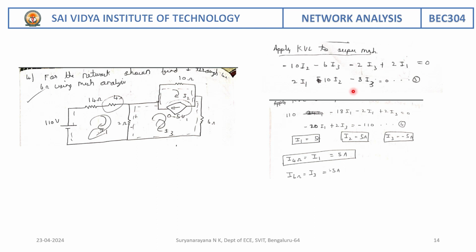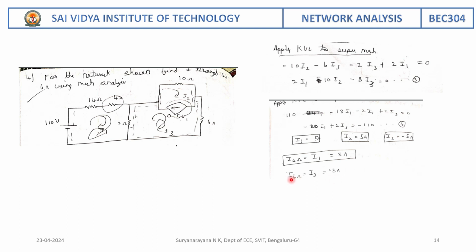Simplify this, and we are going to get the equation 2I1 minus 10 I2 minus 8 I3 is equal to 0. Now apply KVL to the mesh here: minus 110 volts minus 18 I1 minus 2 (I1 minus I3) is equal to 0. This is the first mesh. Therefore, write the equation, simplify, and use Cramer's rule in order to solve I1, I2 and I3.